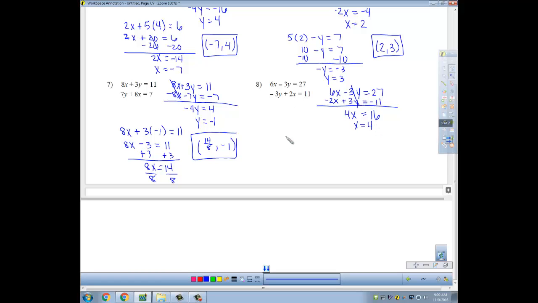Pick whichever equation you want. So again, I'm just going to pick the first one. 6 times 4 minus 3y equals 27. 24 minus 3y equals 27. Subtract 24. Negative 3y equals 3. So y equals negative 1. So your solution is 4, negative 1.